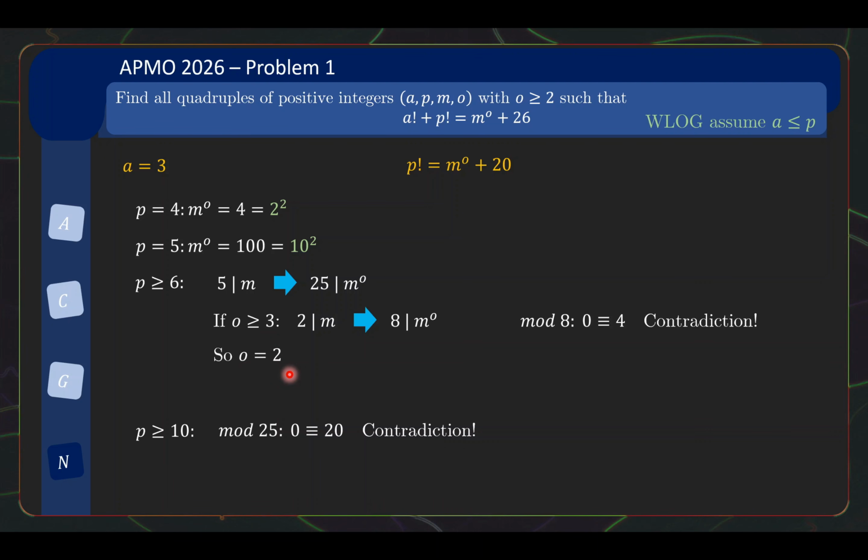So what happens if O equals 2? I mean, this is just M squared, right? And P is 6, 7, 8, 9, you just bash. So you just check. If P equals 6, 7, 8, and 9, you calculate P factorial minus 20, is it a square? Well, all these are not squares.